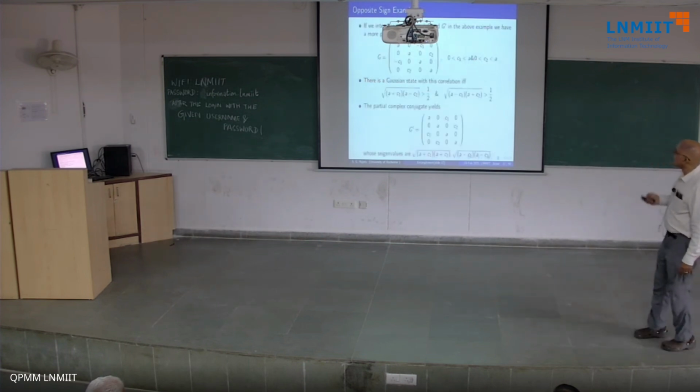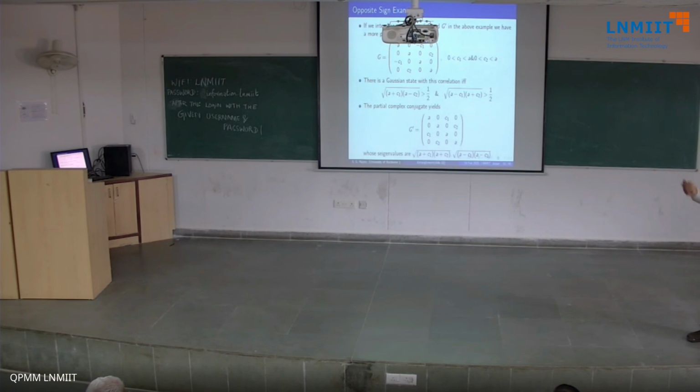Let's go to another example. Essentially, I want to interchange the roles of G and G prime. So suppose I choose this to be G prime. Again, C1 is less than A and C2 is less than A. Now the eigenvalues are these, so these are the quantities that must be greater than a half. These are the symplectic eigenvalues. And if you reverse the sign, I get G prime to be this.